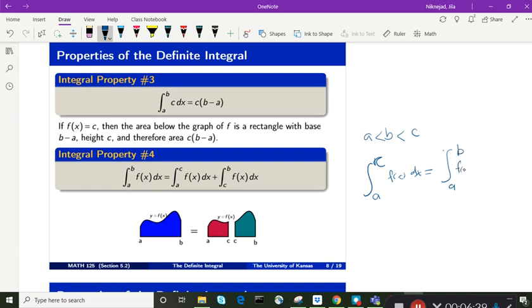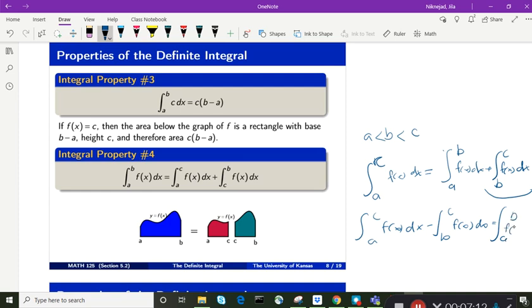It equals the integral from a to b of f of x dx plus the integral from b to c of f of x dx. And in here, I'm going to subtract this integral from both sides and get the integral from a to c of f of x dx minus the integral from b to c of f of x dx equals the integral from a to b of f of x dx. Oh, there was another property, wasn't there?